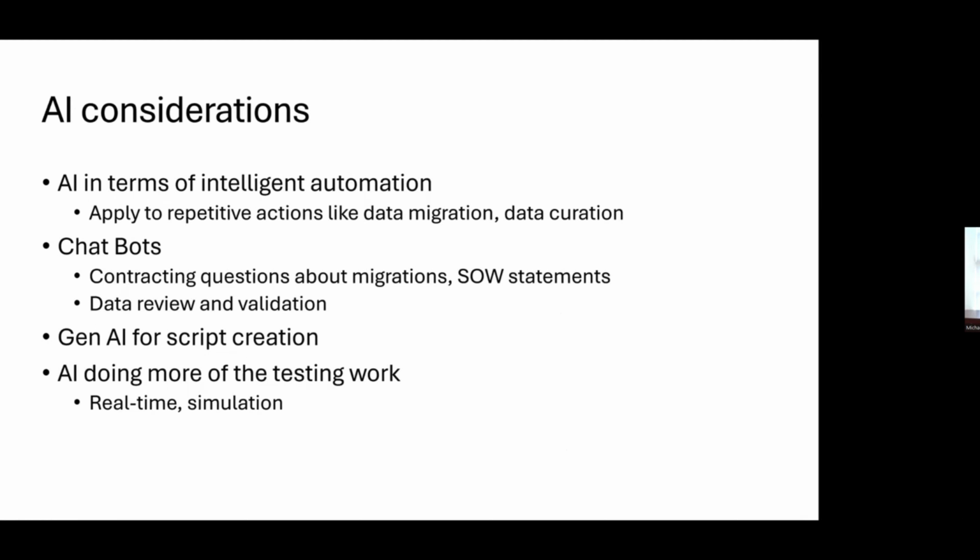I touched on a couple of these, so I'll go fast. Intelligent automation. When you have repetitive actions, it's obviously automation, but I think the intelligence side of it, being able to query, learn, and then grab only what you need. These are just examples where AI can help with efficiency. Chatbots. I know I've mentioned contracting a lot. Chatbots and contracting, for me, I think, is something that might pop up. And data review and validation, pretty straightforward there.